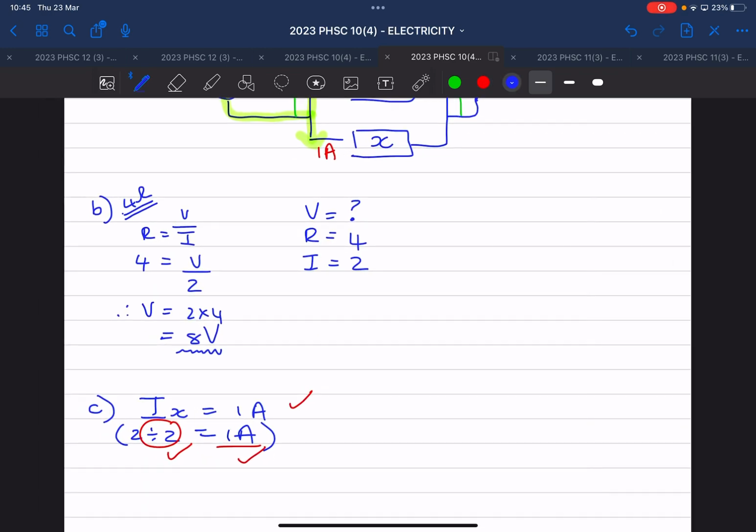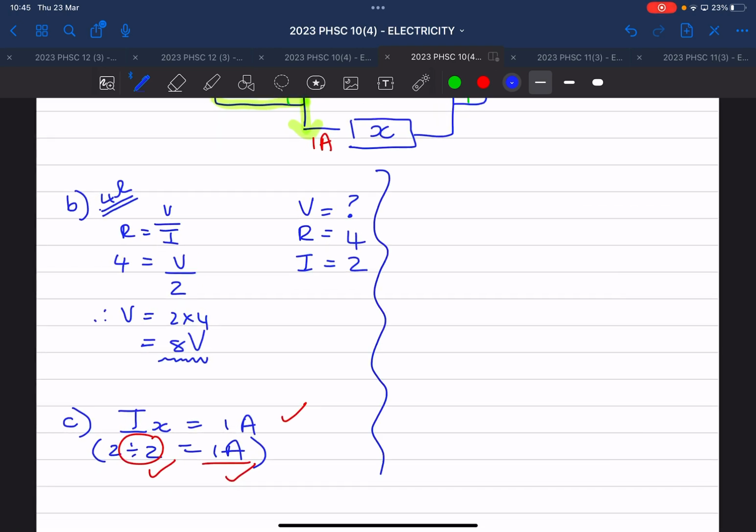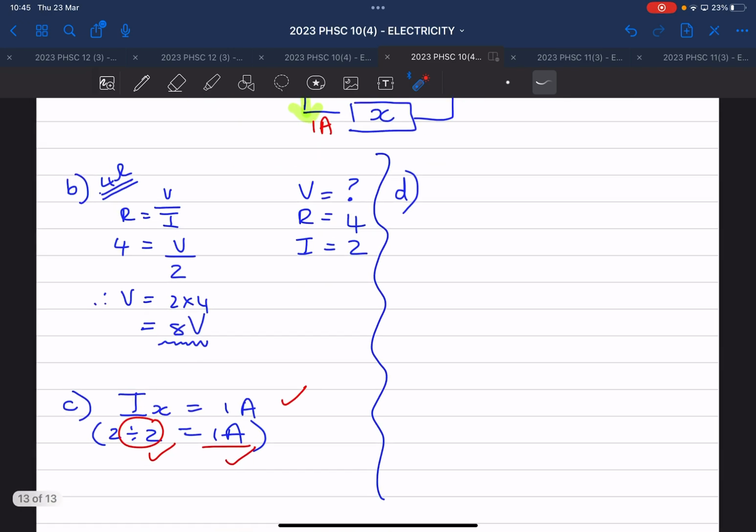Then question D. So I'm just going to write on the right hand side, but please don't write next to one another, write underneath one another. Say again. I'm going to write here so that I'm close to my picture when I explain. Please do not write here, write there.